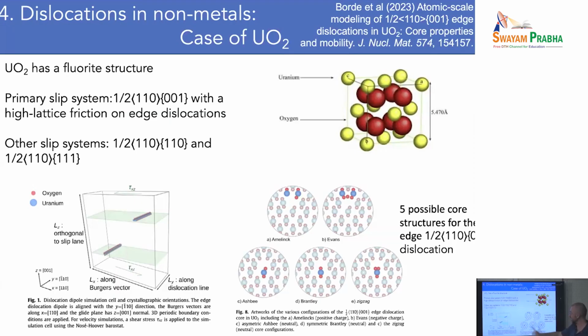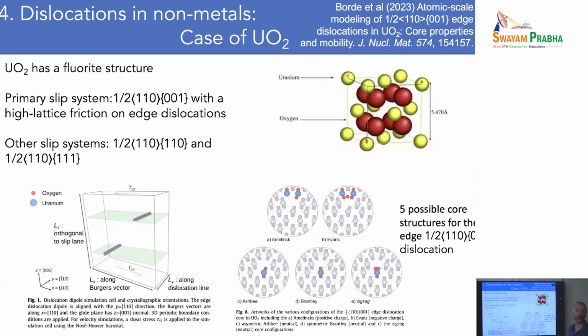and this is an example of the 5 different core structures that you can get in uranium oxide for exactly the same dislocation. It's an edge dislocation. Uranium oxide has a fluorite structure. The Burgers vector is 1/2 <110>, like in FCC, but the glide plane is also {001}. So here we are looking at always the same edge dislocation with a 1/2 <110> Burgers vector, on a {110} plane.